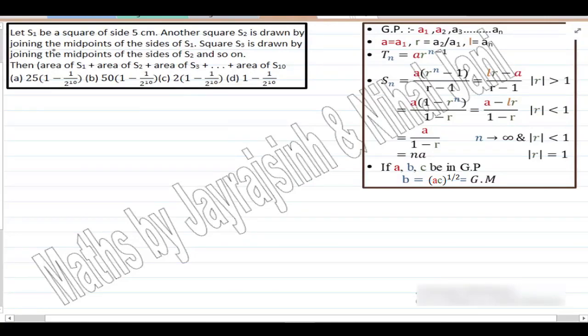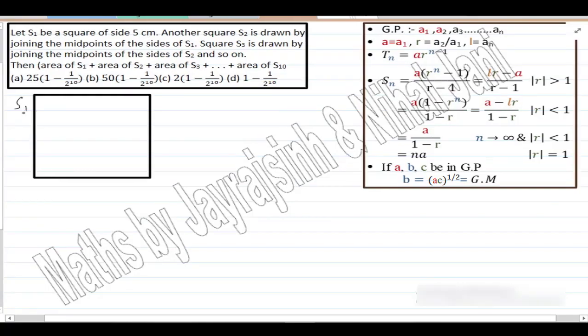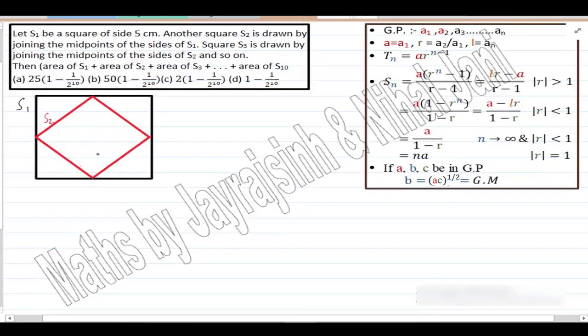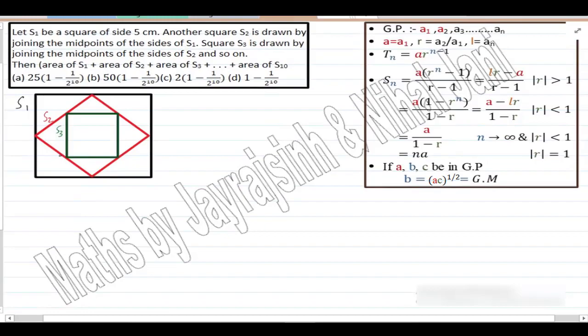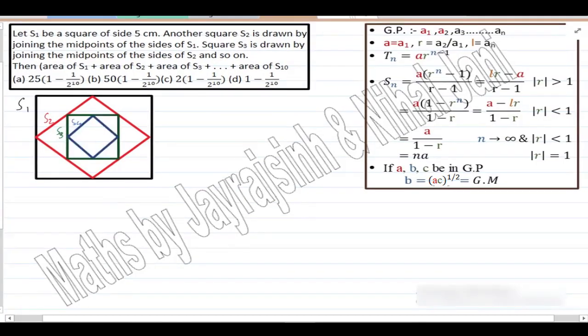Now let's see one interesting question. The question is: let S1 be the square of side 5 centimeter. So consider this is our square having side 5 centimeter. Now another square S2 is drawn by joining the midpoints of the sides of S1. So this is the square which is formed by joining the midpoints of S1. Again S3 is another square joining the midpoints of S2. So here we have S3, S4 and so on up to S10.